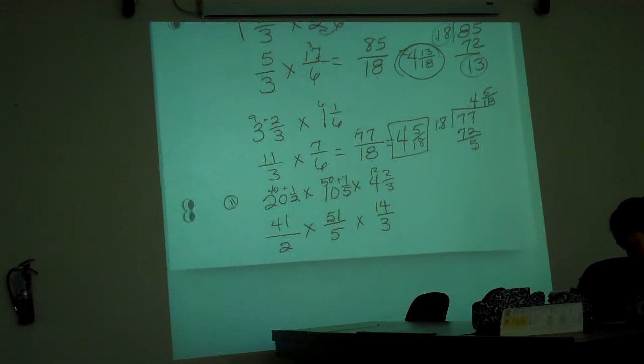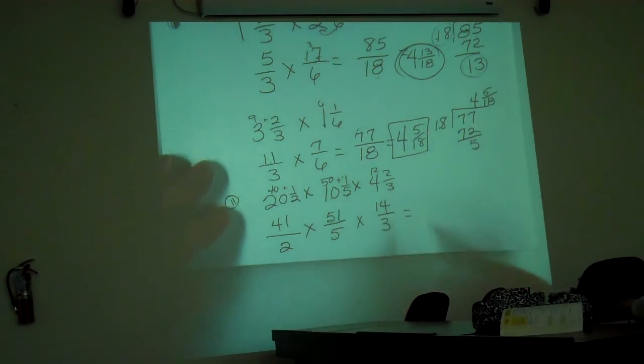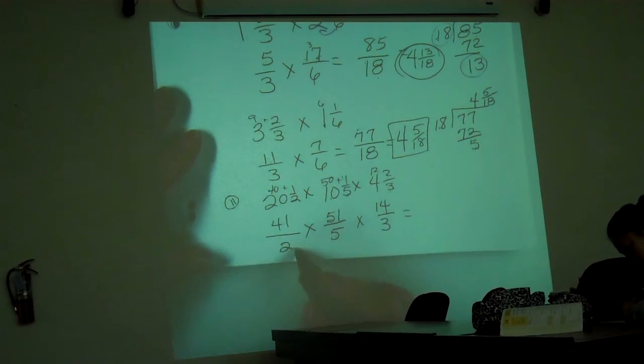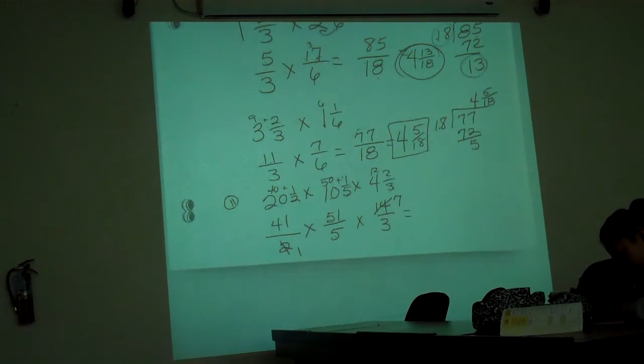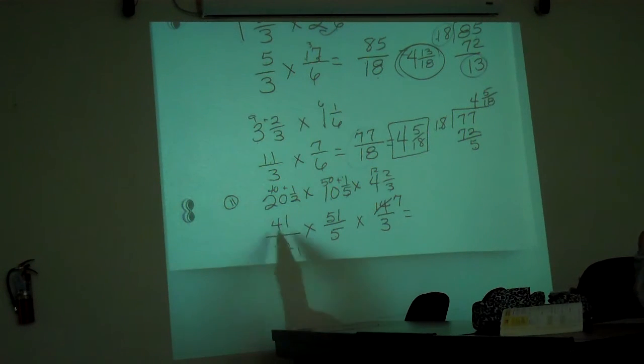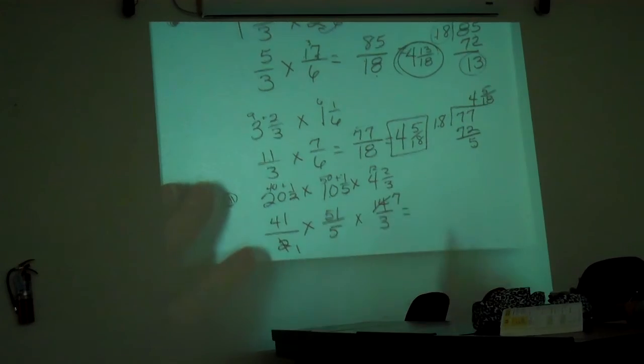Okay, now we look for something that will cancel. We can do any top and any bottom. Okay, so what do you see that will cancel here? 2. Divide by 2, divide by 2 is 7. Okay, nothing will divide by 5, will it? How about 3? Do you remember the divisibility rule for dividing by 3? You add the digits. 4 plus 1 is 5. 5 won't divide by 3. 5 plus 1 is 6. So 51 is going to divide by 3. So what is 51 divided by 3?